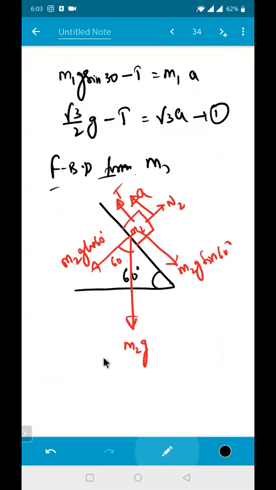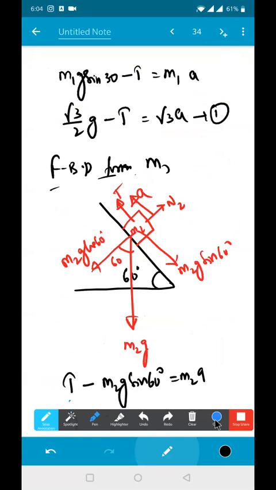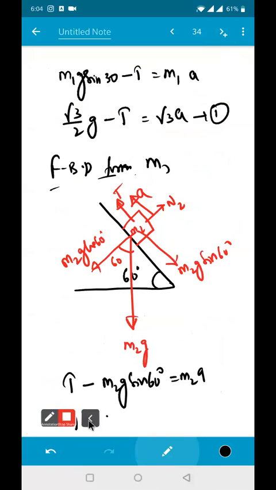As the body is moving up, what will be the equation for this one? Tell me the equation. T minus M2 into G into sine of 60 is equal to M2 into A. So this will be your T minus M2, which is nothing but 1, into G, the value is nothing but G itself. This one will become root 3 by 2, equal to 1 into A. This is equation number 2.